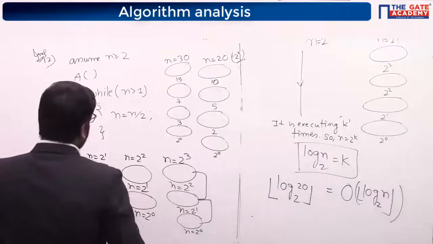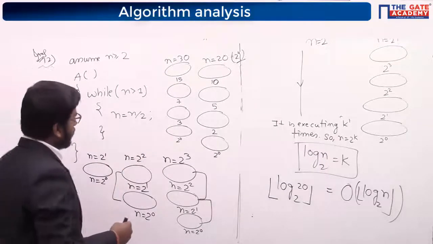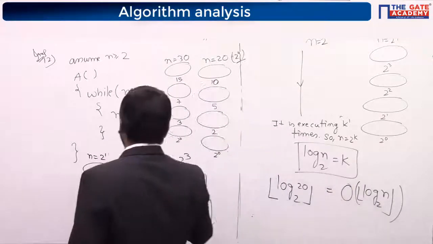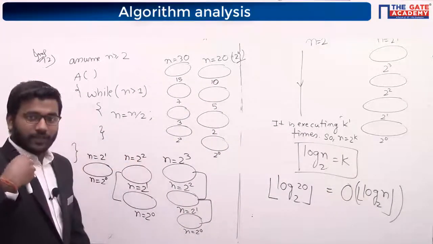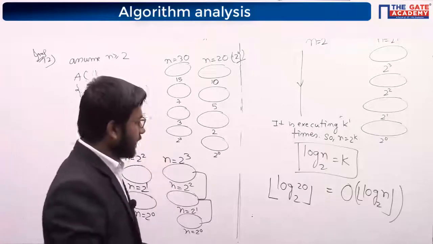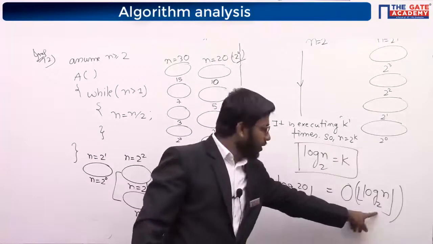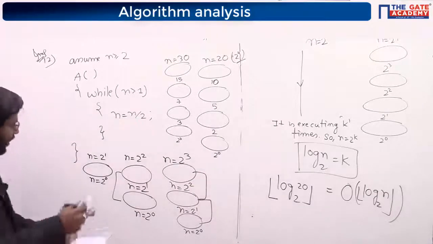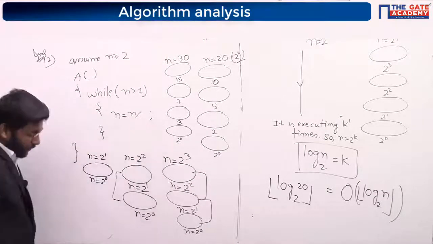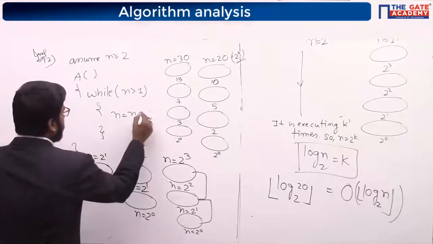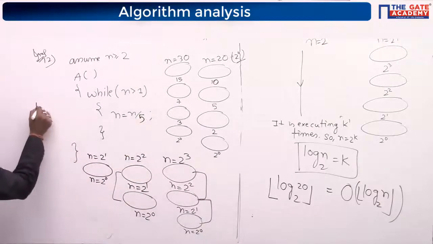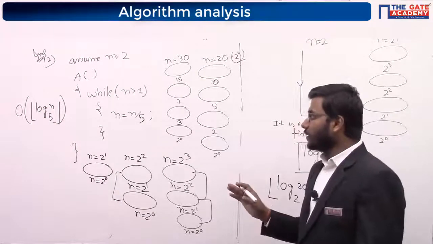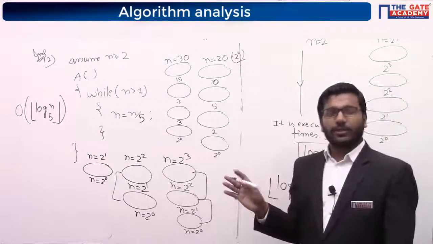So we have seen that when we are dividing n by 2, the time complexity is log n base 2. Whatever the step by which we are dividing, that becomes the base. Similarly here, when I change the 2 to 5, then the time complexity will be log n base 5. Is it clear? For 31 also it will be the same.